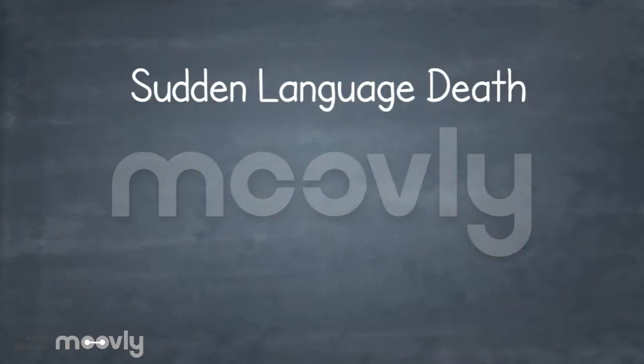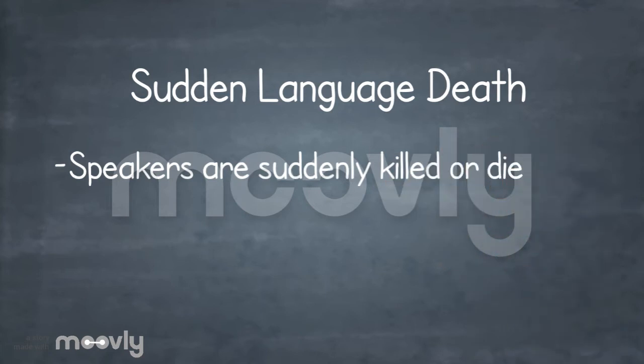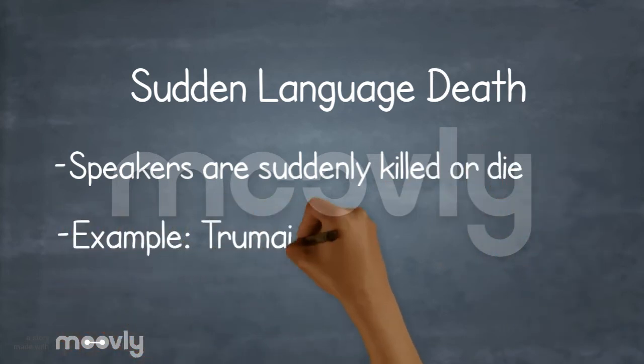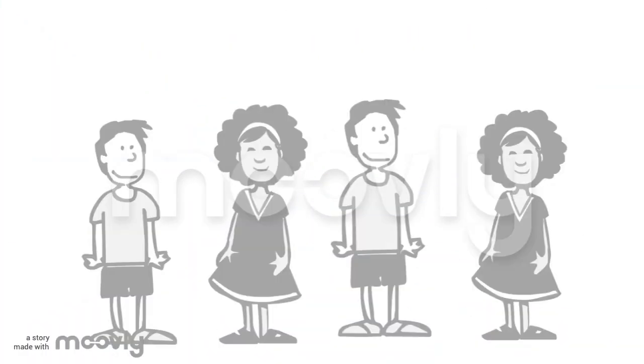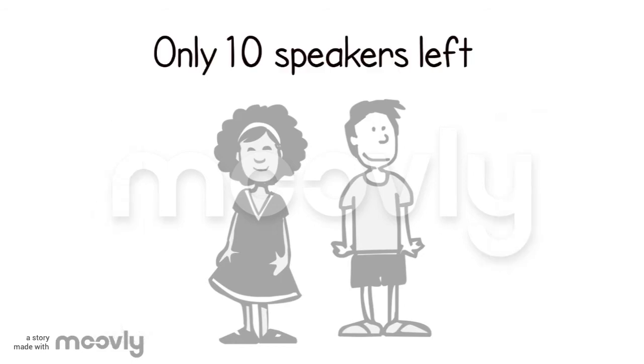Another type of language death is called sudden language death. This occurs when all speakers of a language suddenly die or are killed. One example of this was in 1962, when influenza killed almost all speakers of a language called Trumai. Only 10 speakers remained of that language.